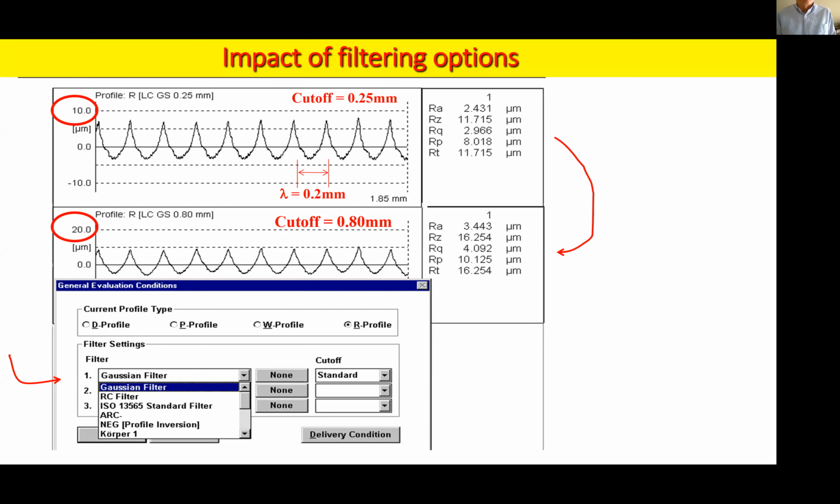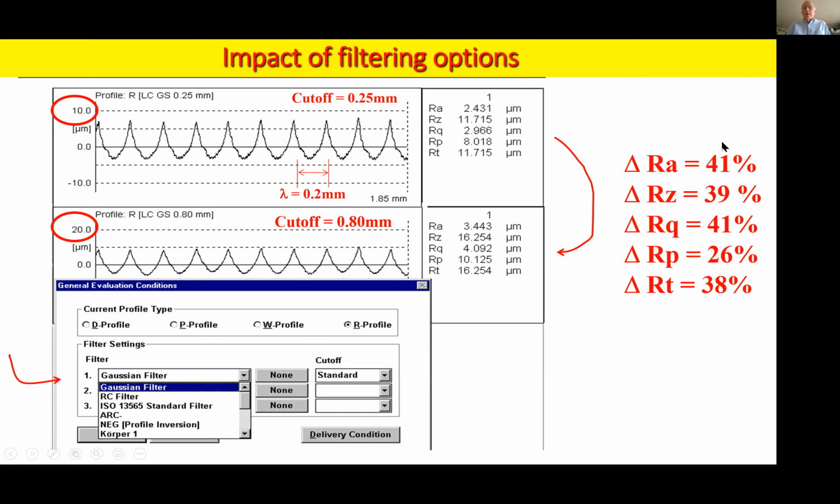So often these researchers throw in roughness and have little idea what they're talking about. And this is one of the manifestations of it. If you don't report the filtering cutoffs, you really haven't told us anything meaningful. By changing the filter cutoff from 0.25 to 0.8 millimeters, the average roughness changes 41%, and this is what people report. So if you don't tell me what the cutoff filter was, your results are kind of meaningless.